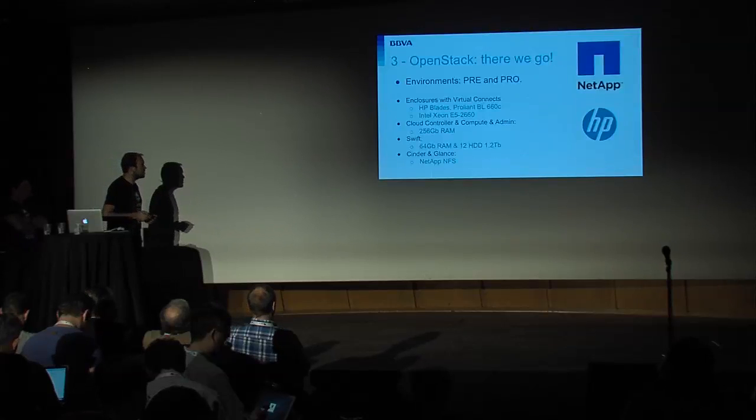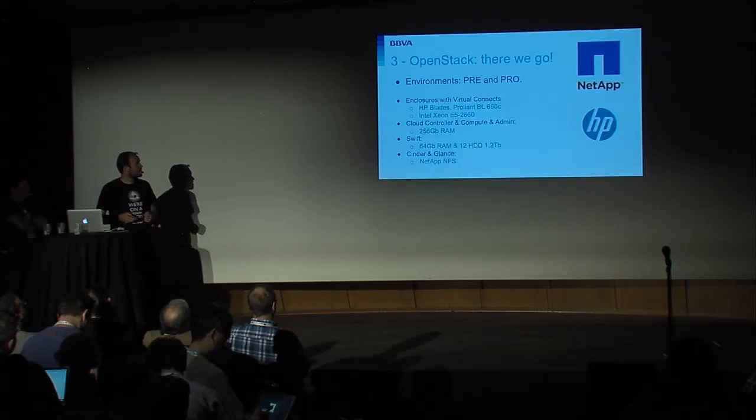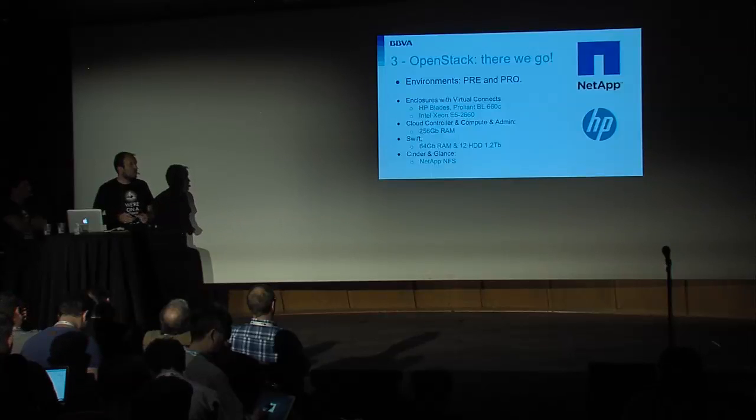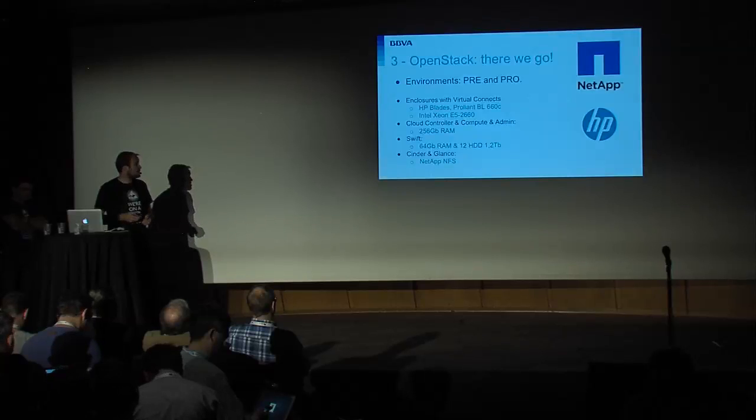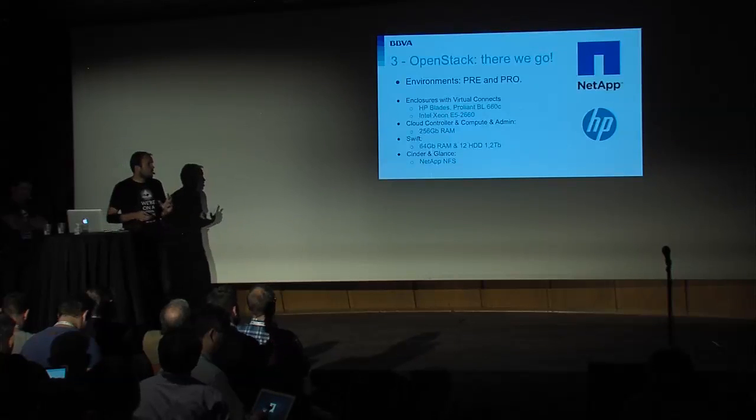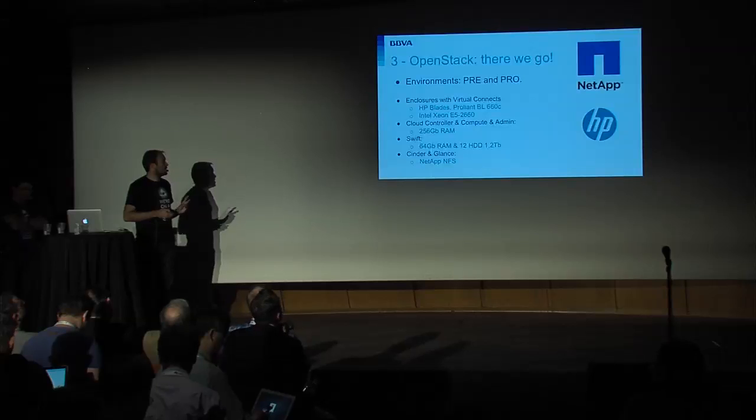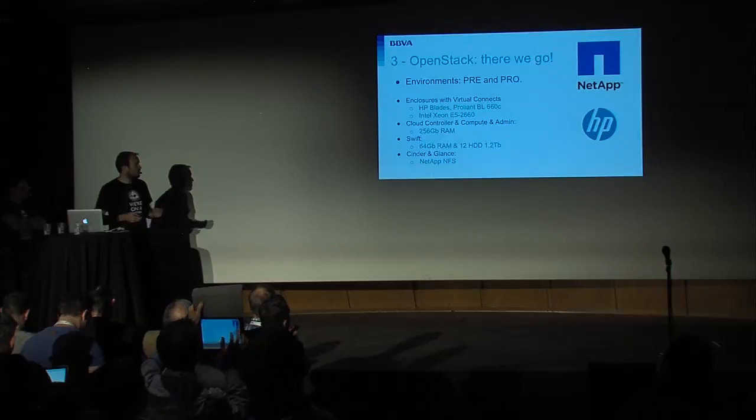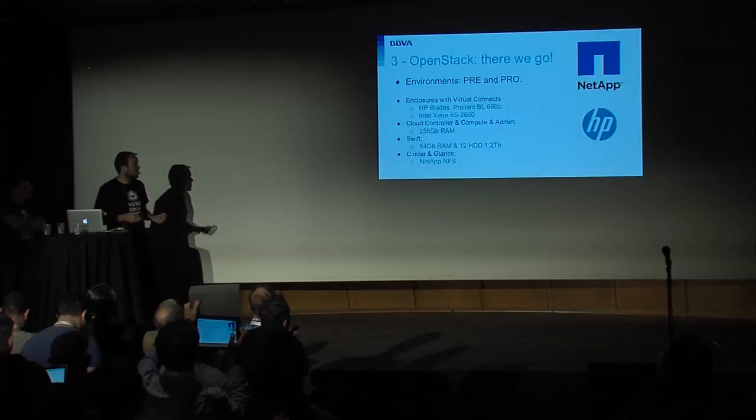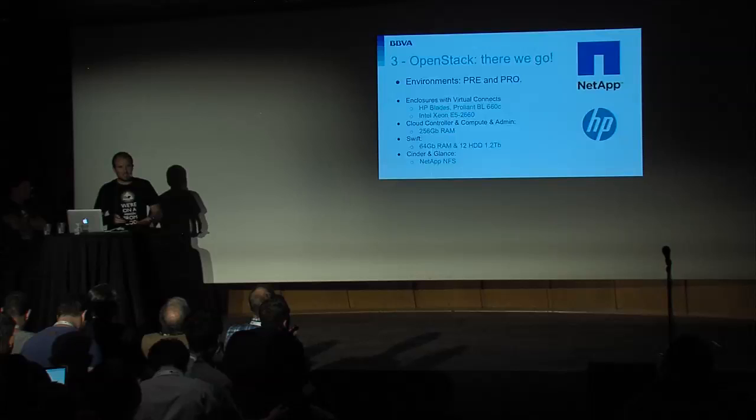So OpenStack, there we go. We have a couple of environments here, pre-production and production. The idea is simple here. It's just to test everything in the first one before moving to the second one. About the hardware, we chose HP. And just to say that we have different nodes for different things. For example, the cloud controller, compute nodes or administration nodes have more gigabytes of RAM than, for example, Swift. However, Swift has, obviously, more disk.